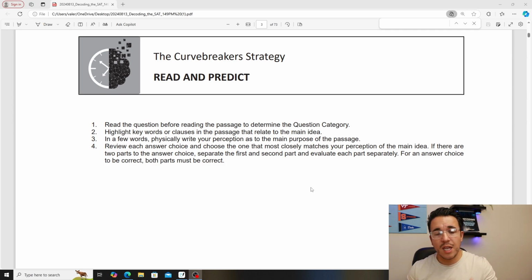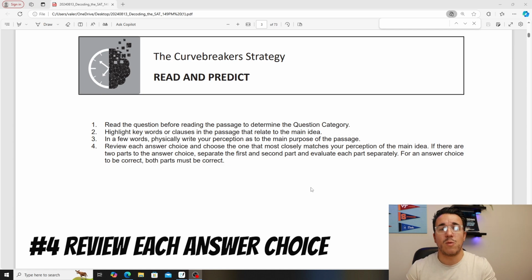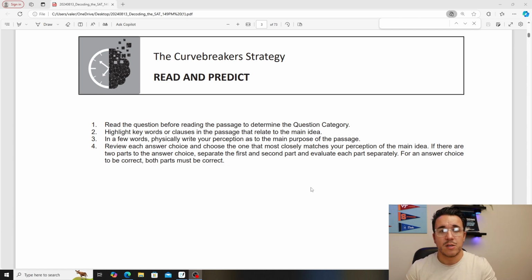Then, with your prediction in mind, you want to review each answer choice and choose the one that most closely matches your prediction. So that's a hugely important thing. You need to be very precise with your prediction so you can match it correctly to the answer choices.